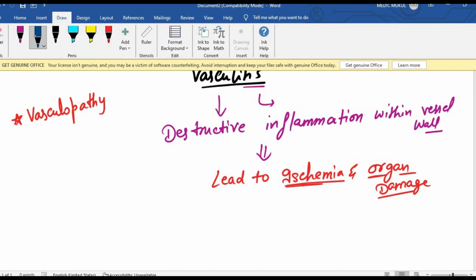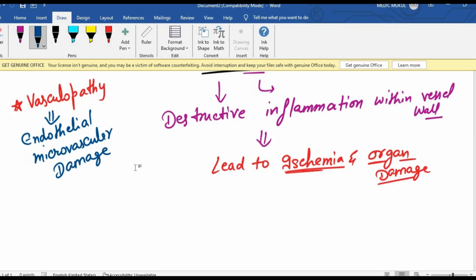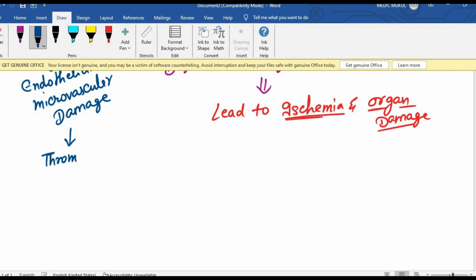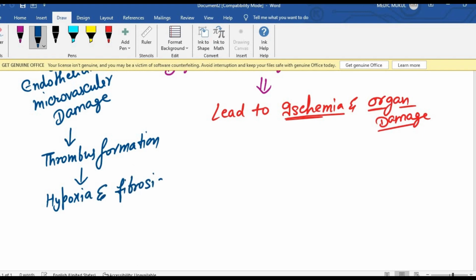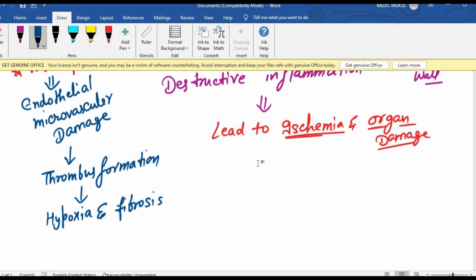Vasculitis and vasculopathy. Pathy means a disorder. In vasculopathy, there is endothelial microvascular damage. Due to this damage, there will be thrombus formation, and this thrombus formation will lead to hypoxia, and there will be fibrosis. The endothelial cells line the blood vessels, and at the site of the damage, fibrosis will occur.